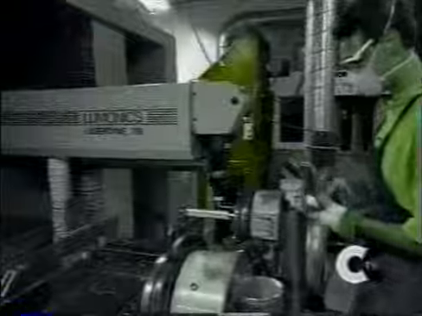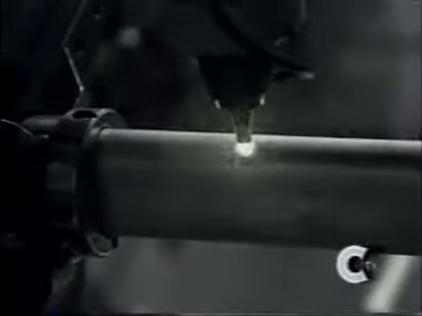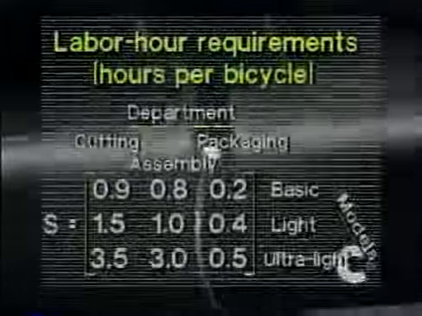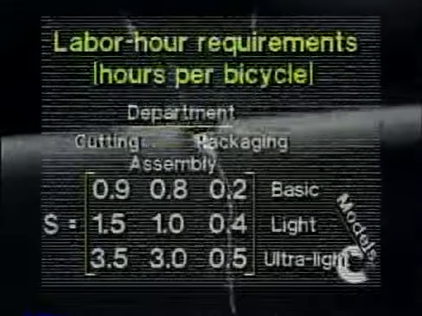A company that manufactures racing bicycles has the following labor hour and wage requirements. Now, here's a graph of part of those requirements. The labor hour requirements. This is hours per bicycle for the entries in the matrix. Now notice the departments: cutting, assembly, and packaging, and the various models of bicycles: the basic model, light model, and ultralight models.